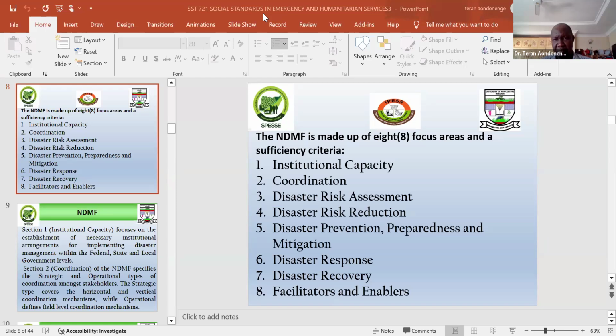We have come to the conclusion, having maintained perpetual silence, of SST 721, social standard in emergency in the disaster management, including the revision that hitherto we were supposed to have done. This is to give enough time for you to go through all your lecture materials which have been given to you, to do your assignment on time, prepare for your exams, and we'll meet you in the exams hall. Thank you, and God bless all of you, and bye-bye for now.